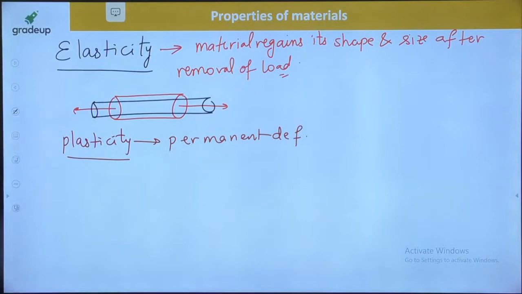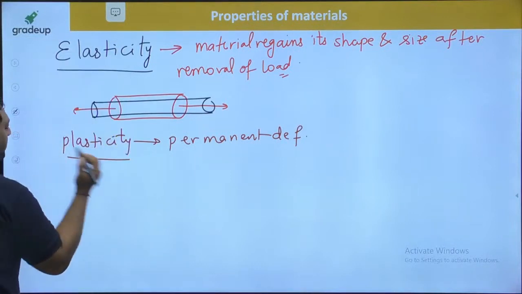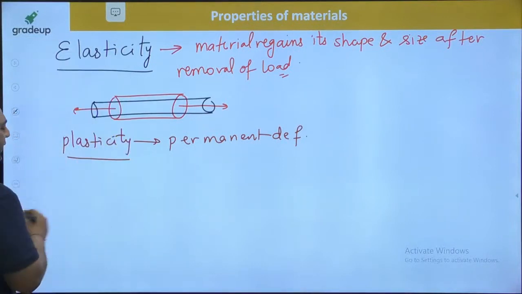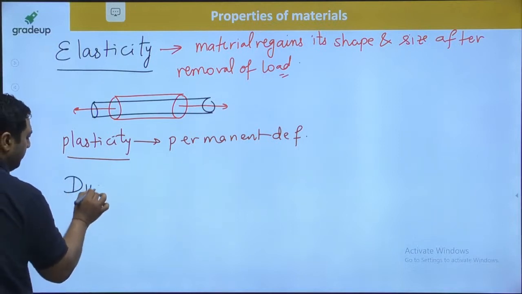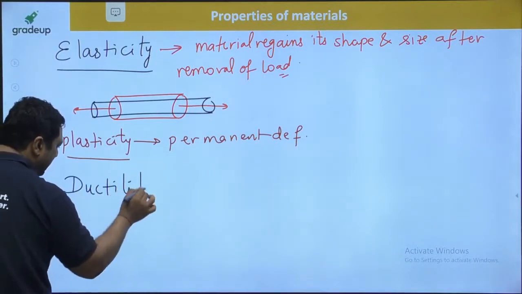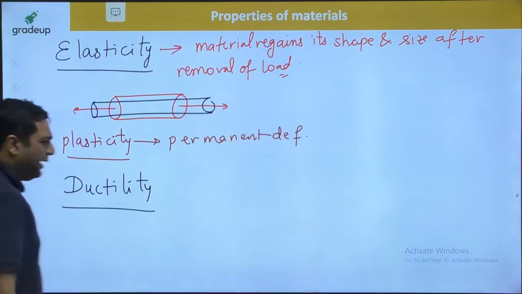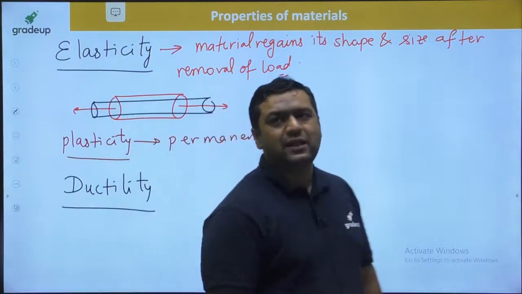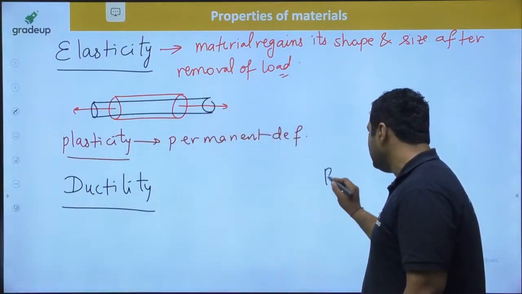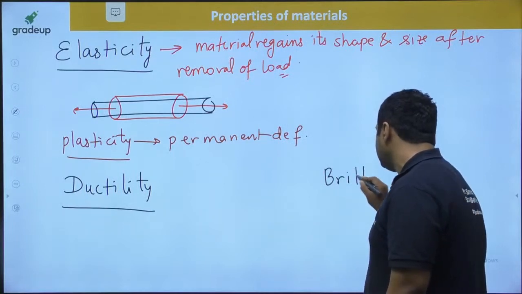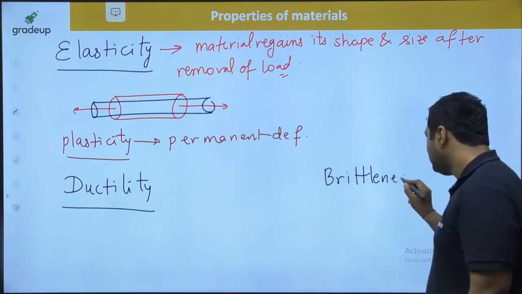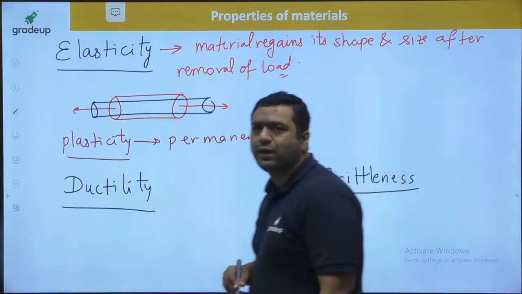Okay, so this is plasticity. My dear, next property I am coming on to is going to be related to ductility. There are two properties: one is ductility, other is brittleness. And these two properties are always going together.